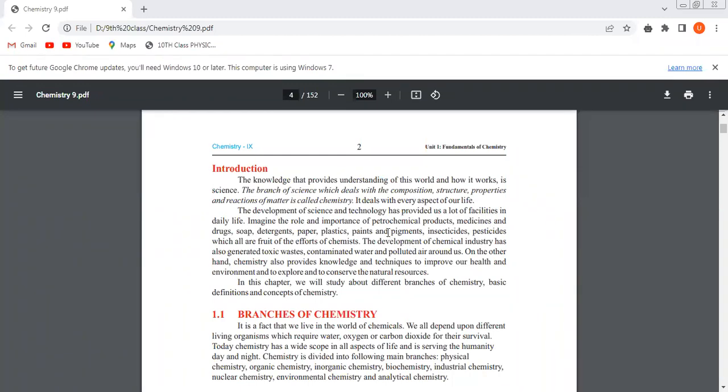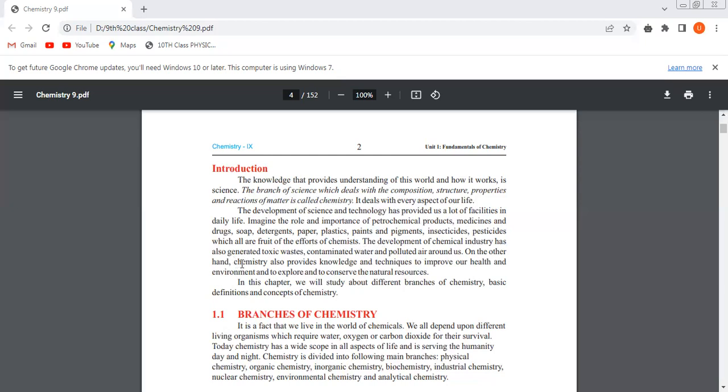Imagine the role and importance of petrochemical products, medicines and drugs, soap, detergents, paper, plastic, paints and pigments, and pesticides, which all are fruit of the efforts of chemists. The development of chemical industry has also generated toxic waste, contaminated water and polluted air around us.